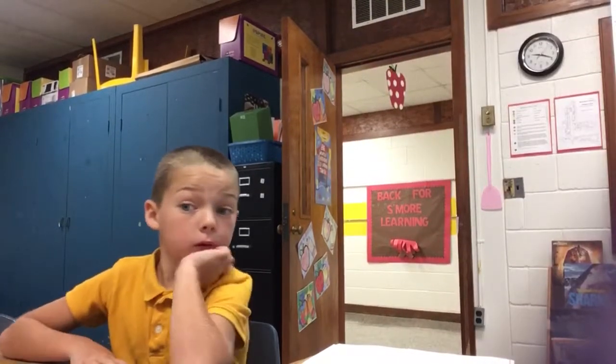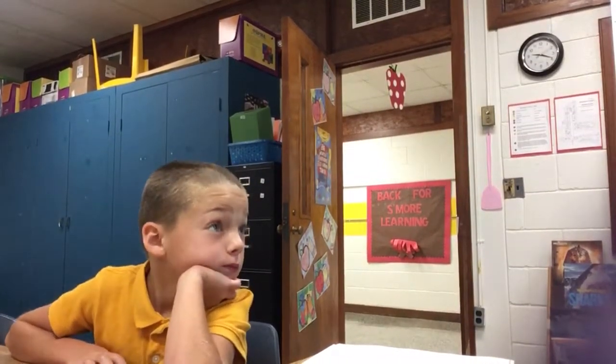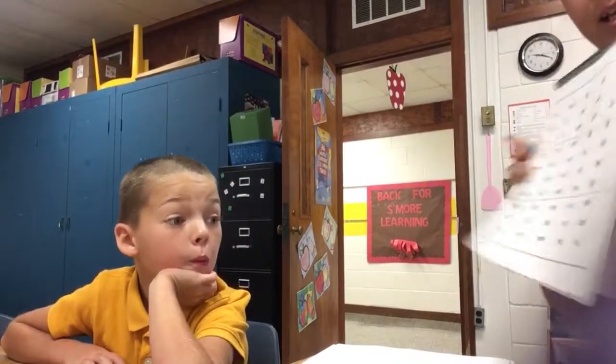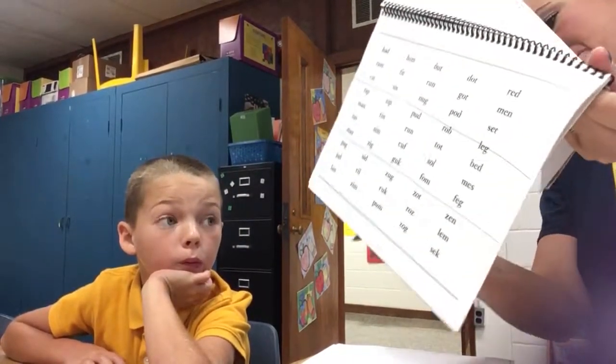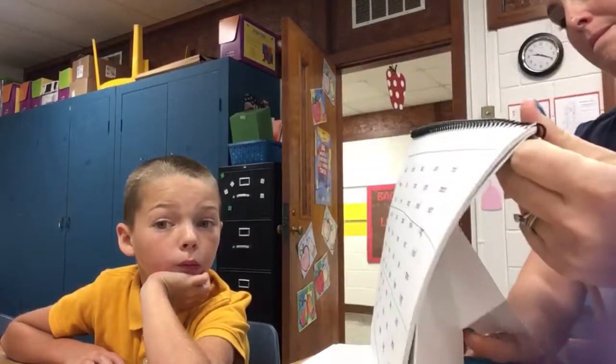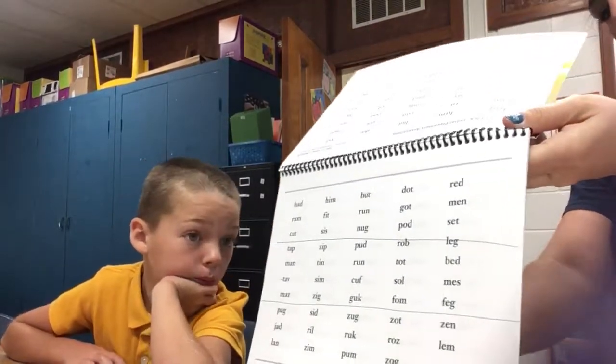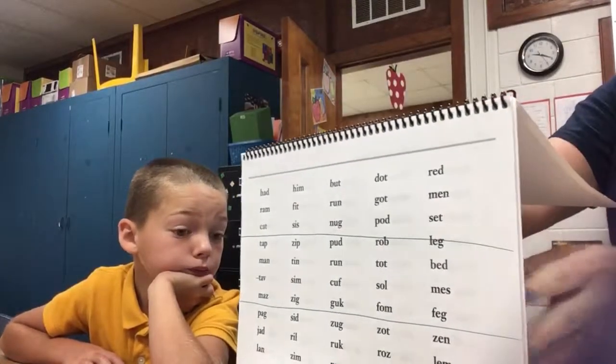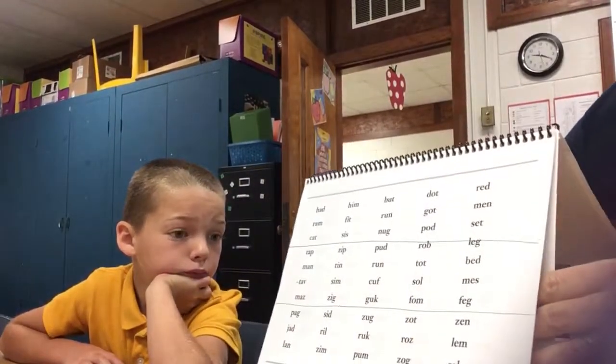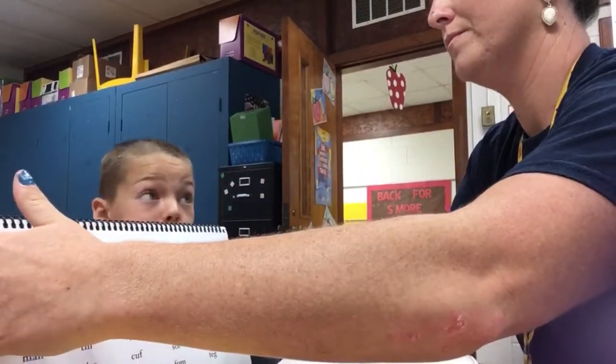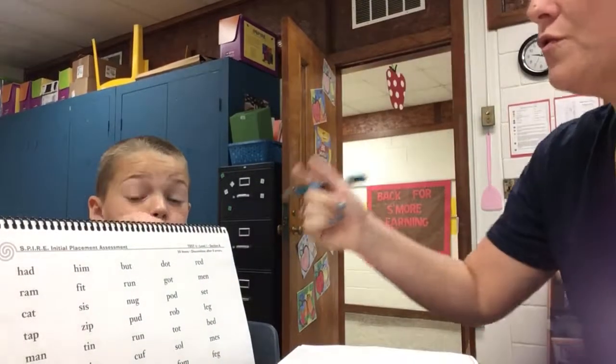I'm going to turn to page 21. Let me reset up. And I'm going to set up my placement book for him. Brennan, I want you to read the words from left to right for me, okay? Read the first 3 rows.